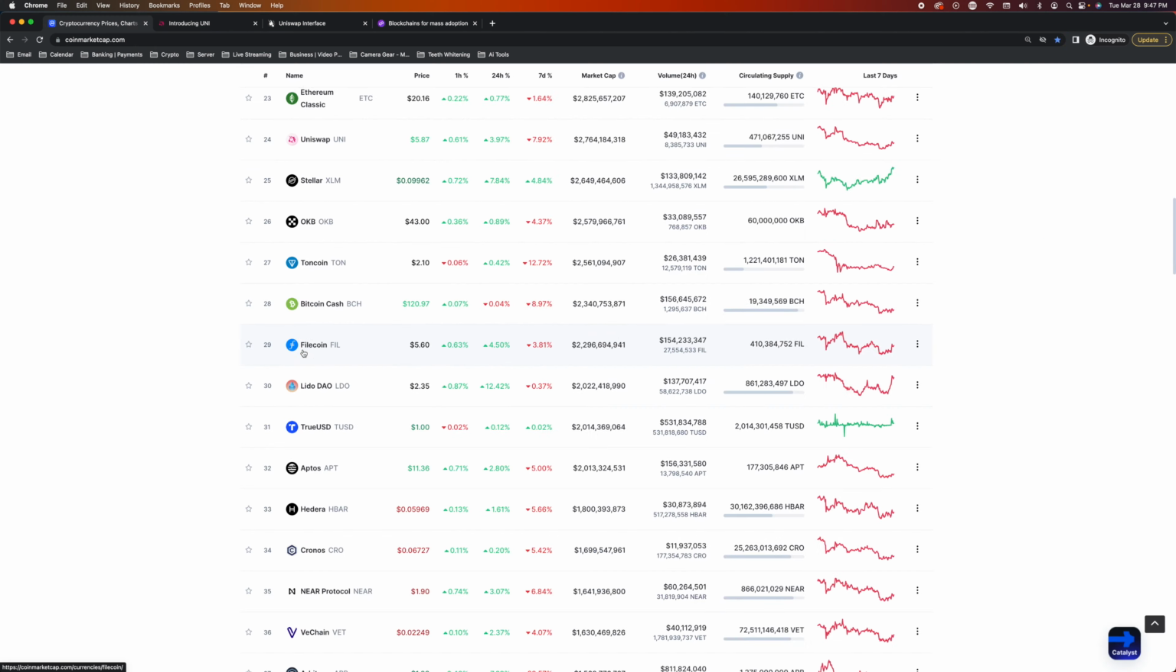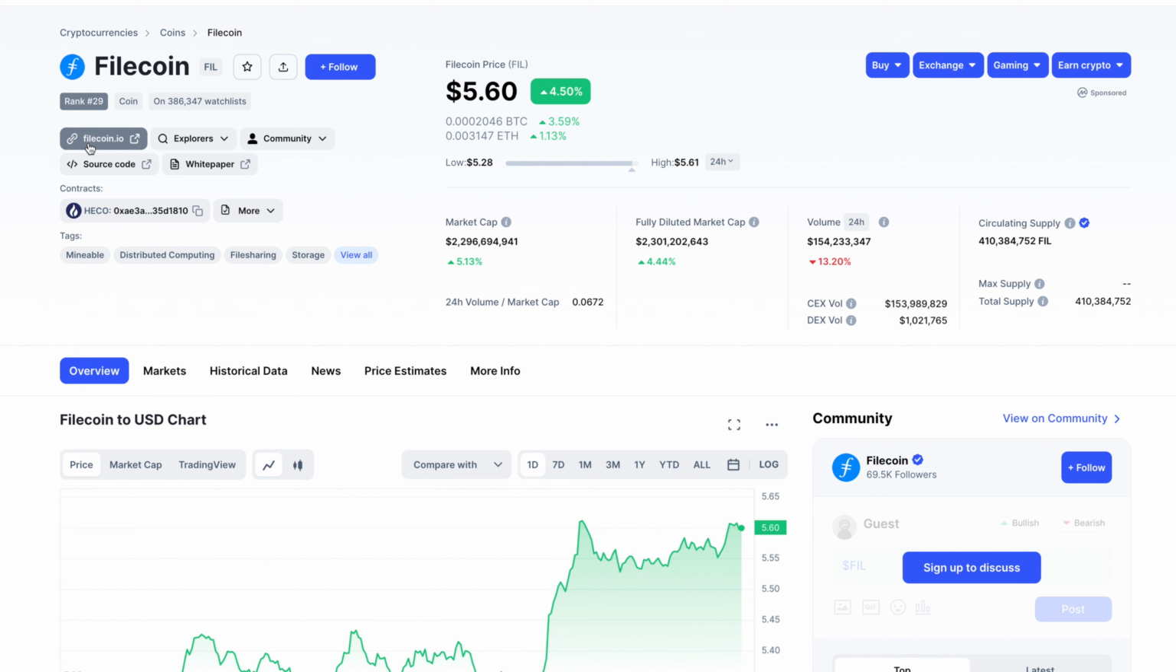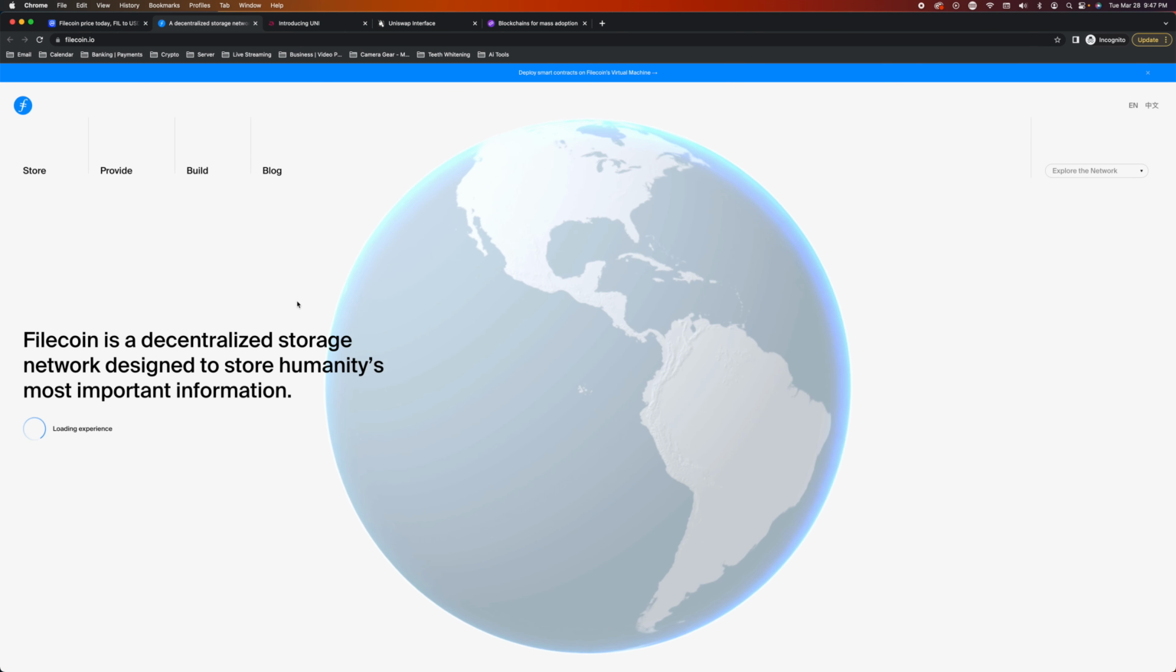Filecoin is another one. If you want to look at cloud storage, if you believe in decentralized cloud storage, Filecoin is here. So it's filecoin.io. Filecoin is a decentralized storage network. This is built on Ethereum's blockchain. It'll be interesting to see how these projects work out in the long run.